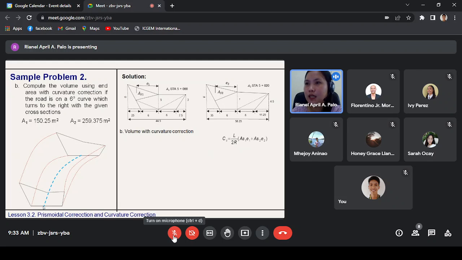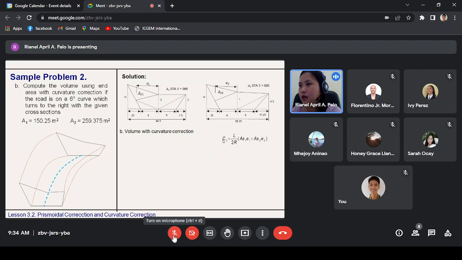So, assuming this is our station 5 plus 000. Then turn to the right man ang atong kurbada. Then, moabot niya to second station. So, cross-sectional area sa atong first station, 150.25. Then, cross-sectional area sa atong second station, we have 259.375 square meters.